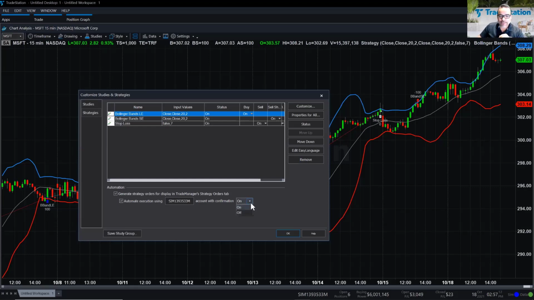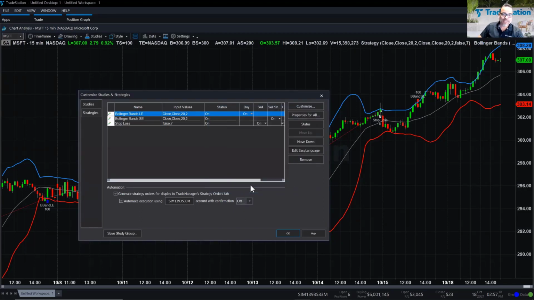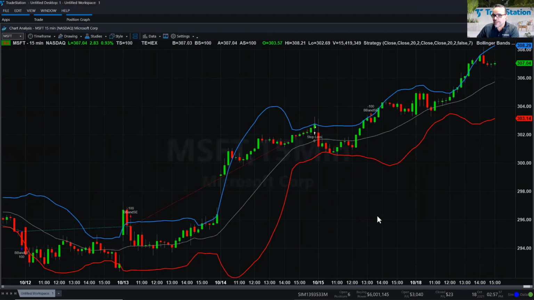Or you can take this one step further and turn the confirmation off, where I'm also going to agree to the disclosure, explaining how risky it is to turn off confirmation. But if you are trusting the strategy, you can take this and test it on the simulator. Remember that I'm testing this going forward with my trading simulator, confirmations off, and I click OK. So now my strategy is fully automated.